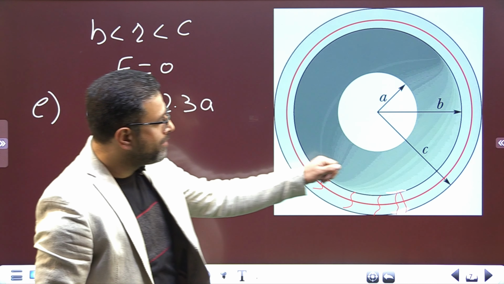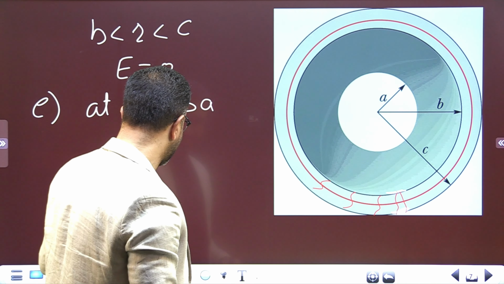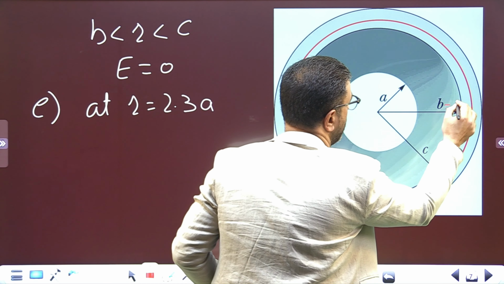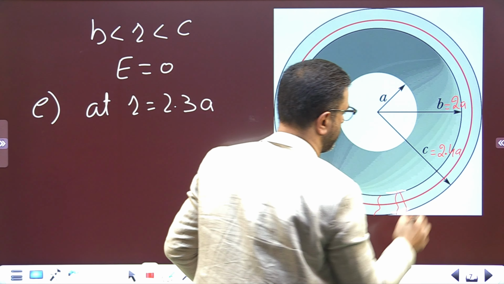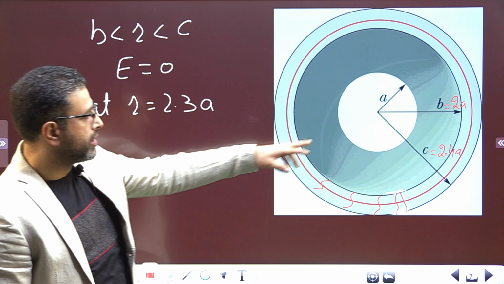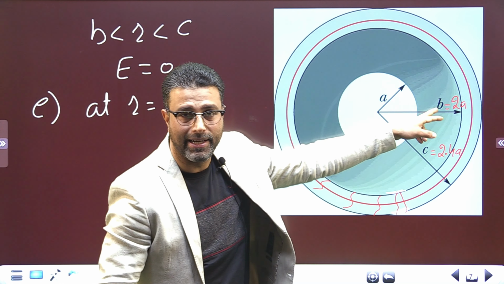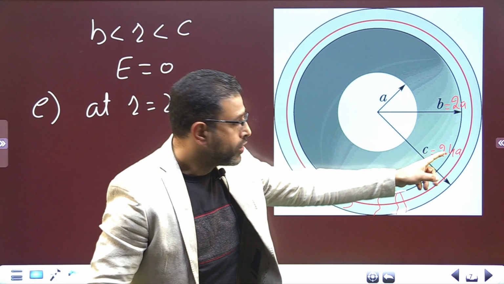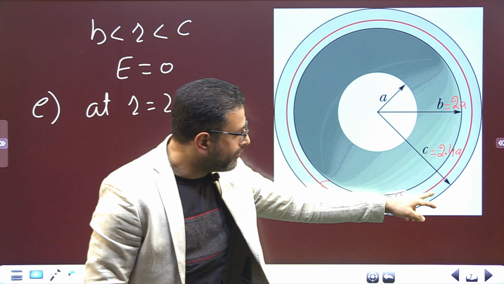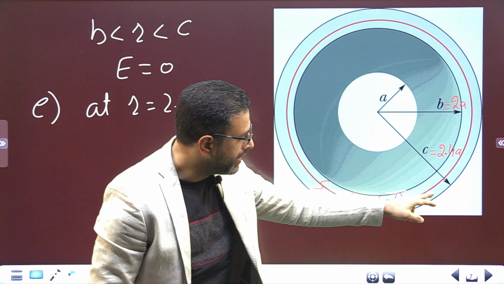Now 2.3 times a, remember b was twice a, and c was 2.4 times a. This is 2.3 times a, so that's greater than twice a, but less than 2.4 times a. So this point is lying somewhere here.